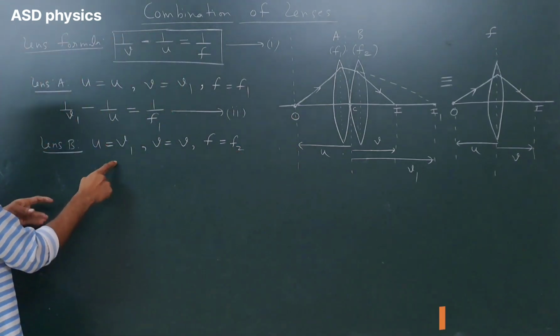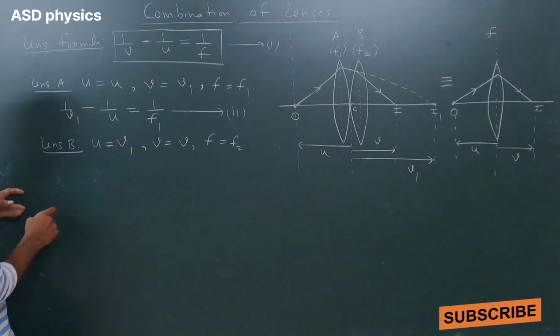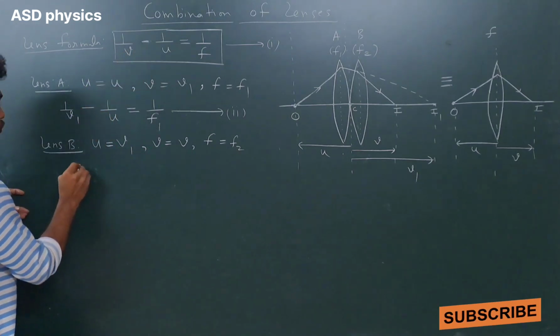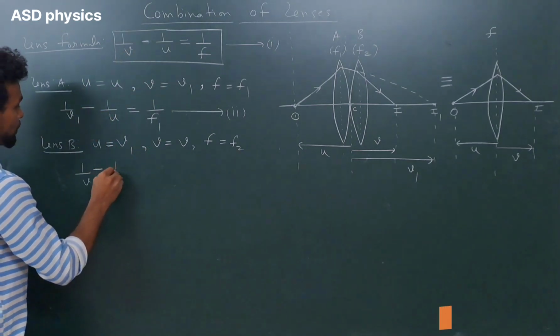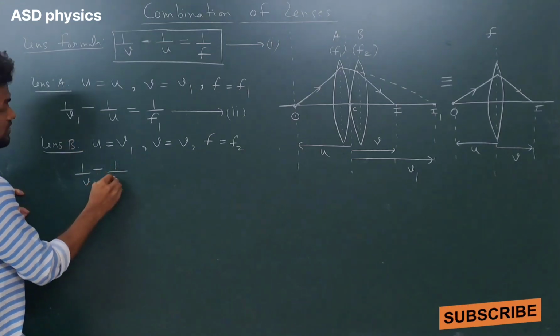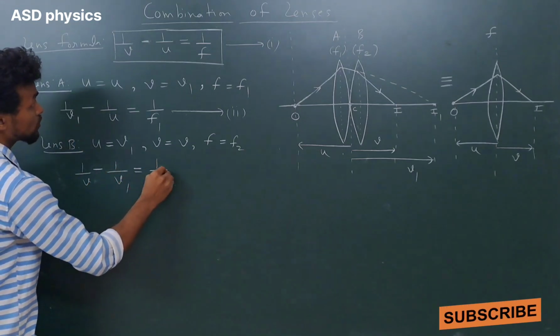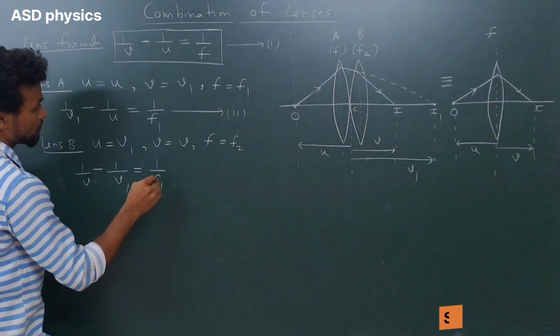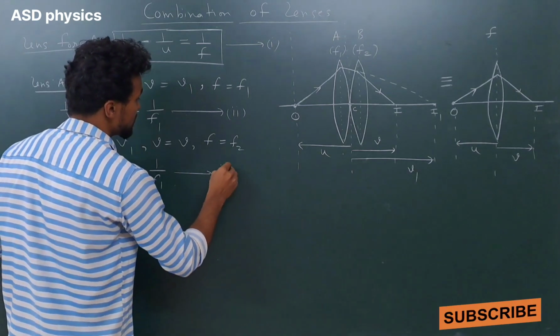So now again, all these values we will put here. Then what will this become? 1 by V minus 1 by V1 is equal to 1 by F2. Make it equation 3.